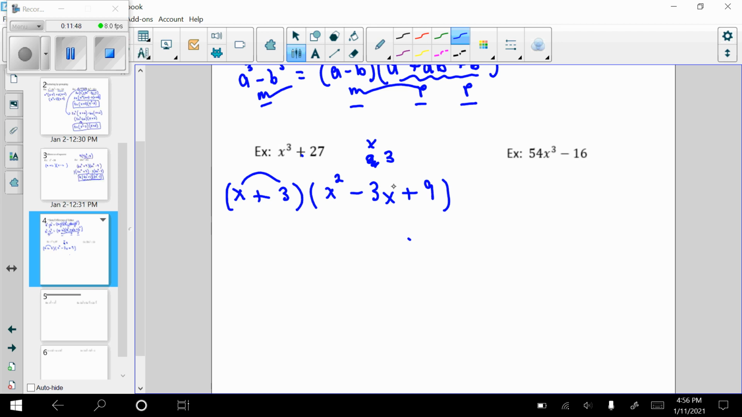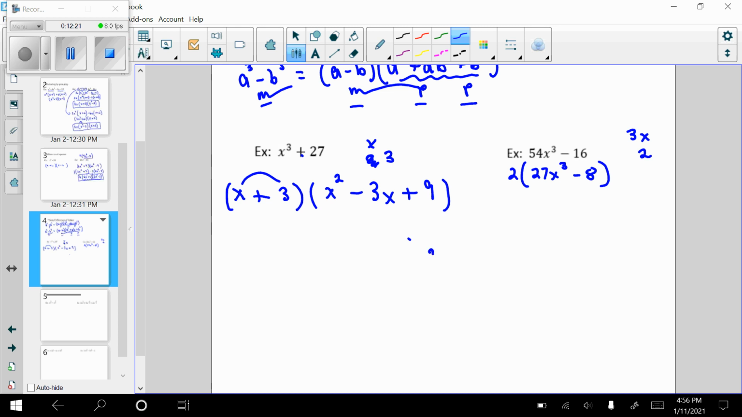Okay, so for this one, neither 54 nor 16 is a perfect cube. So let's factor out our greatest common factor, which is 2, and see if it helps us get to a difference of cubes binomial. So I get 27x cubed minus 8. 27x cubed is a perfect cube. The cube root of that is 3x. 8 is a perfect cube, which is 2.